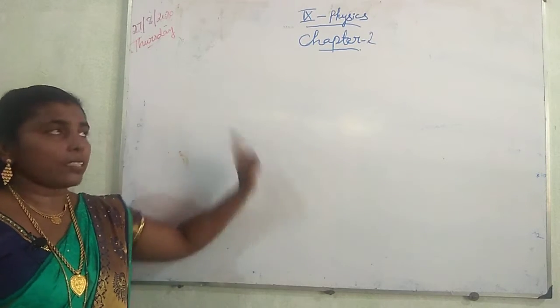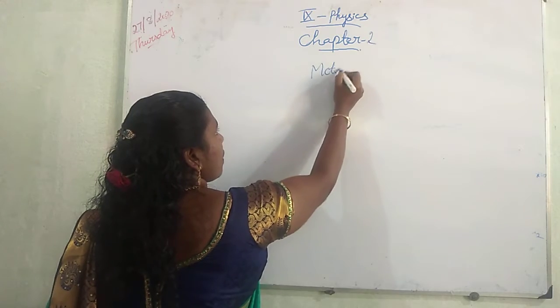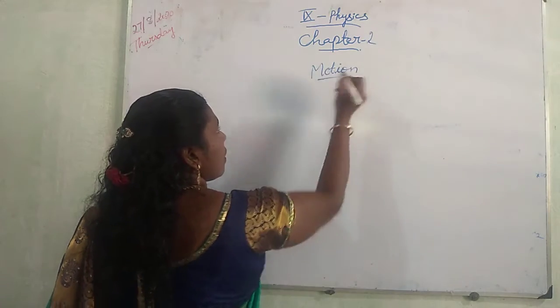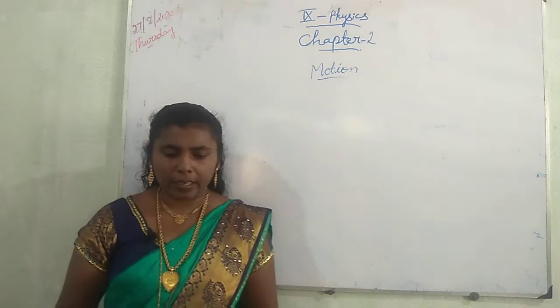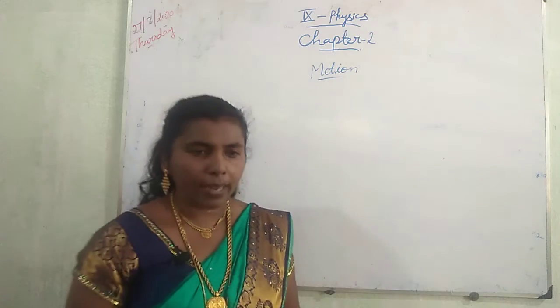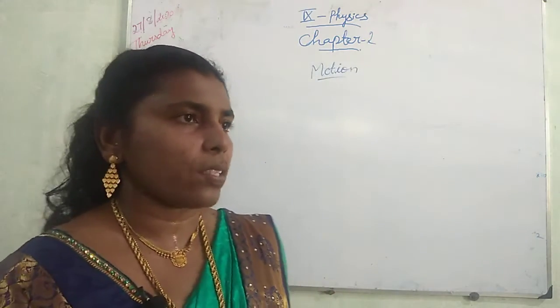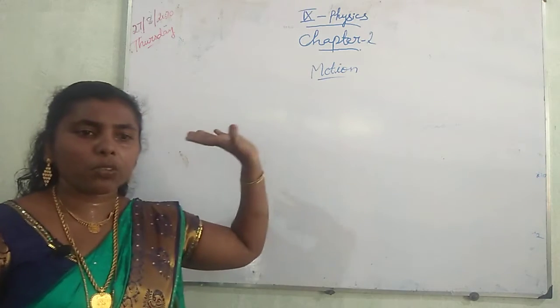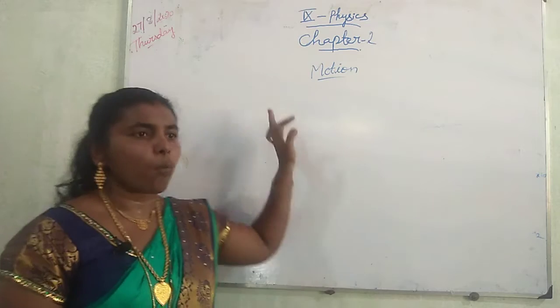Now we can see chapter 2, motion. What is motion? Suppose I am standing in one place, and then I am moving from one place to another. So my body moves from one place to another. That is motion. So motion is: a body moving from one place to another is called motion.